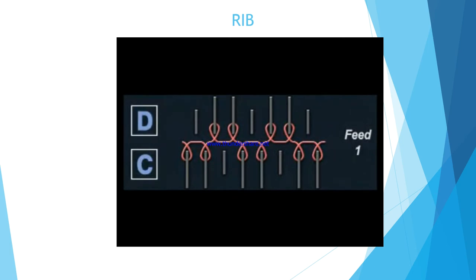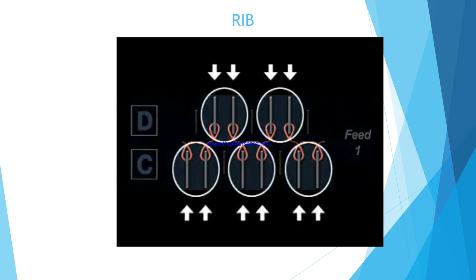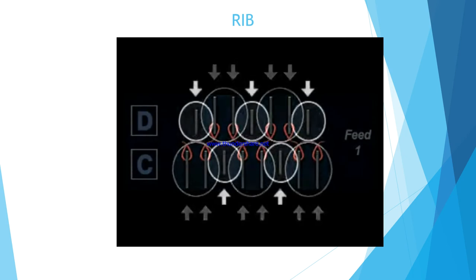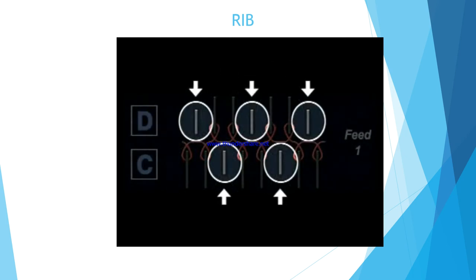This notation is for a 2-by-2 rib. Here you see that for each feed of yarn, 2 loops produced on the dial are alternated with 2 loops produced by the cylinder. Note that with this configuration, only needles of long butt positions knit, while the needles with short butt positions do not knit.